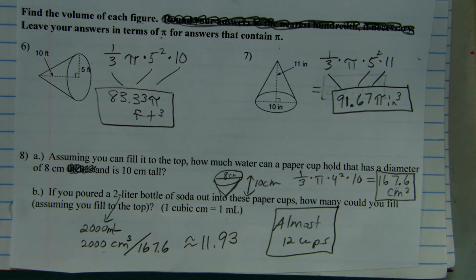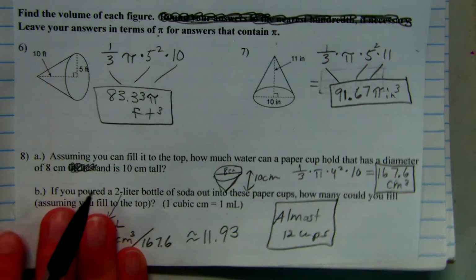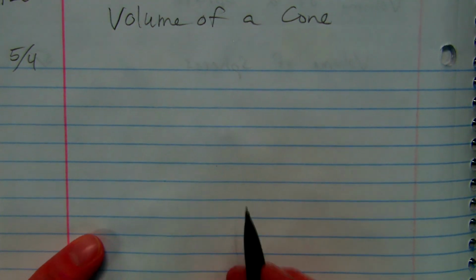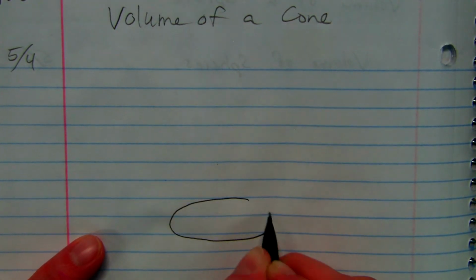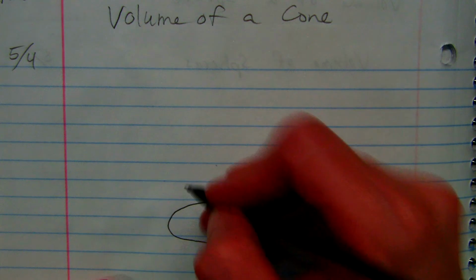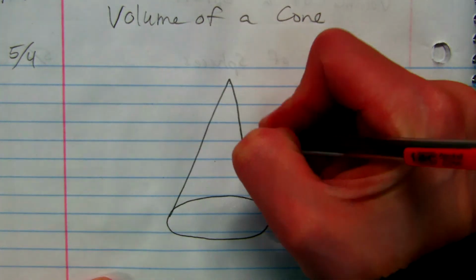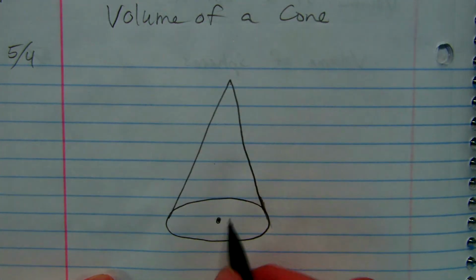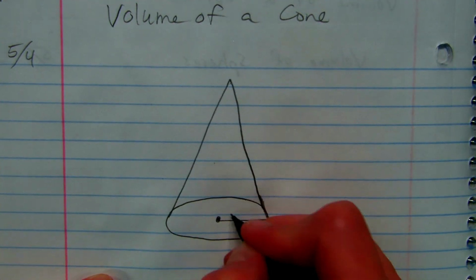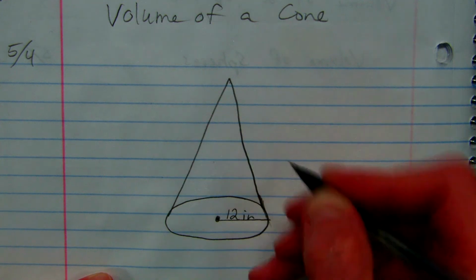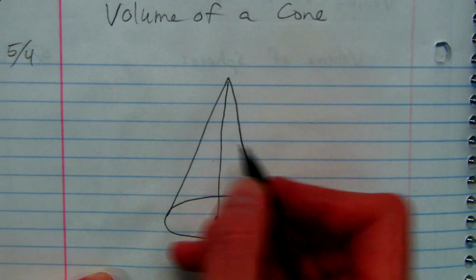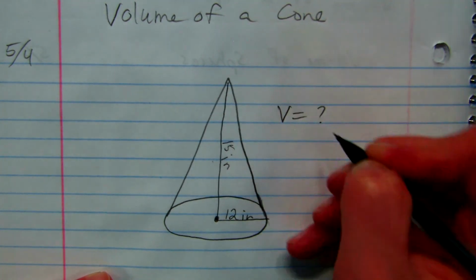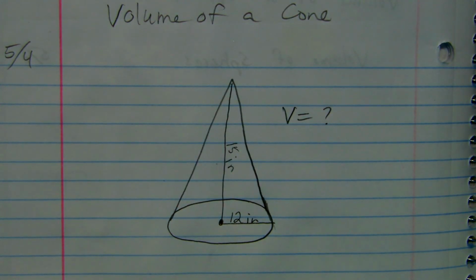All right, practice problems. So turn over to your practice page. We're going to draw a cone. Are you ready? It's been so long. To draw a cone, you do a little ellipse down here. It's supposed to look like a circle from the side. And then we're going to put a little party hat shape on top. All right? So we're going to say that the radius of this is 12 inches. And let's say that the height is 15 inches. And I want you to find the volume, with pi in it.